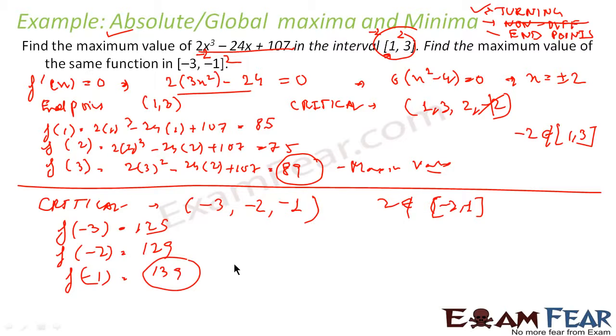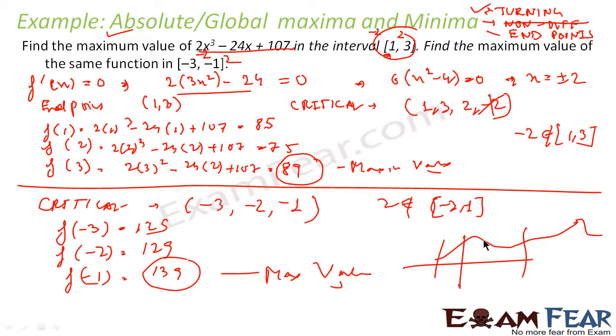And then you'll see this is the max value. So for the same function, when my domain changes, the maximum value also changes. Correct? And that is quite true also. If this is my function, in this particular domain, this is the maximum value, but in this particular domain, my maximum value is different.